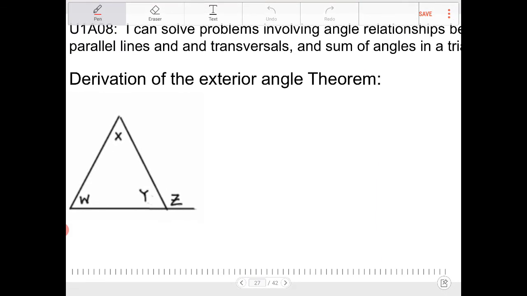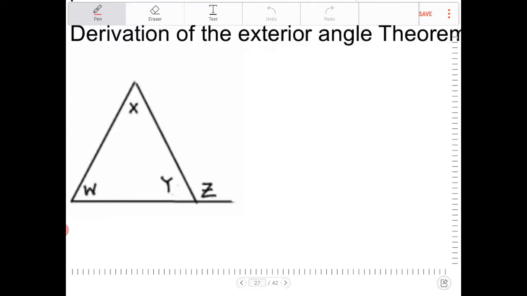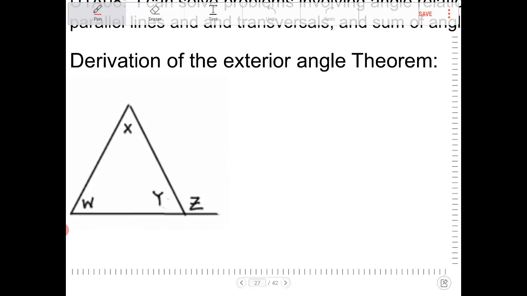Here is another theorem that we can capitalize from the sum of angles inside of a triangle is 180 degrees. So let's just take a look at this. Right now I have x, w, y, and z. So what am I trying to capitalize on? I know that y plus z must equal 180 because those two angles are linear pairs. I also recognize that w plus x plus y is equal to 180 degrees because the sum of the angles inside of a triangle is 180 degrees.